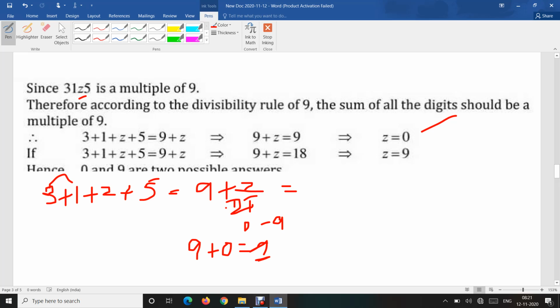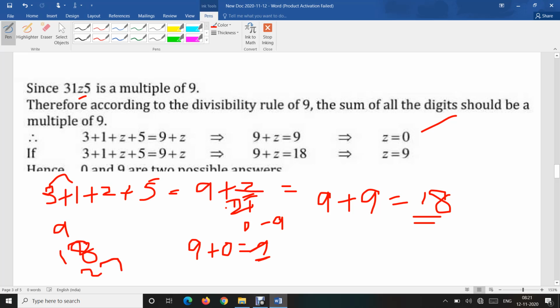9 plus 2 is 11, also not a multiple of 9. 9 plus 3 is 12, also not a multiple of 9. Similarly, if you put 6, 7, 8 at the place of z, you will never get a multiple of 9. But if you put 9 at the place of z, then you will get 18, because we know that 9 ones are 9, 9 twos are 18, 9 threes are 27, and so on.